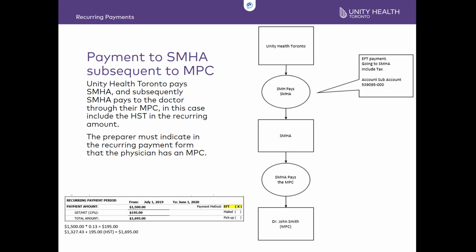Payments to SMHA and subsequently to an NPC. Unity Health Toronto pays SMHA and subsequently SMHA pays to the doctor through their NPC. In this case, include the HST in the recurring amount. The preparer must indicate in the recurring payment form that the physician has an NPC.